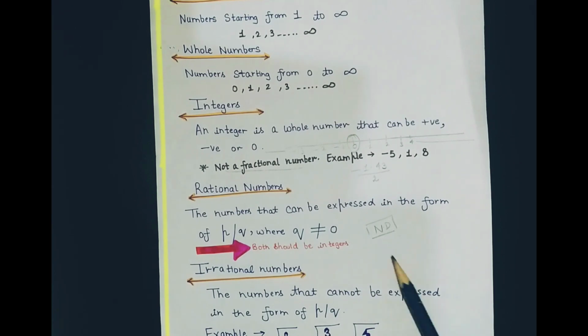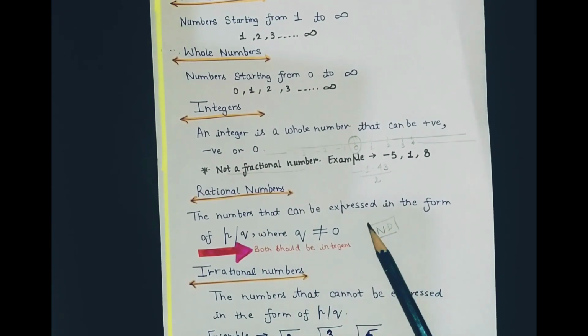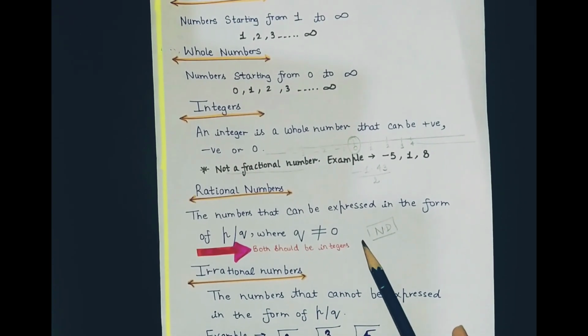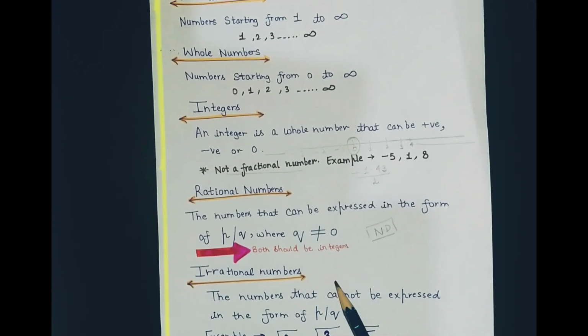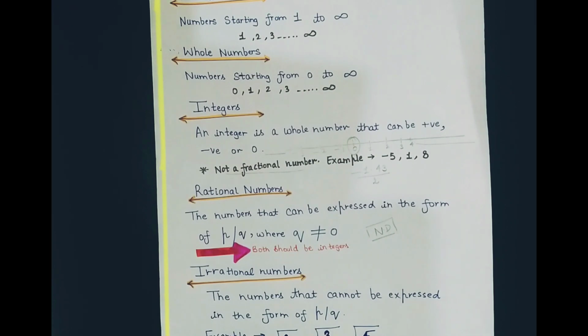Next up we have rational numbers. Rational numbers are the numbers that can be expressed in the form of p by q, where q should not be equal to 0. That means the denominator should not be equal to 0, and both the numbers should be integers. So p should be an integer and q should also be an integer, and if any one of them is not an integer, then that will not be a rational number.